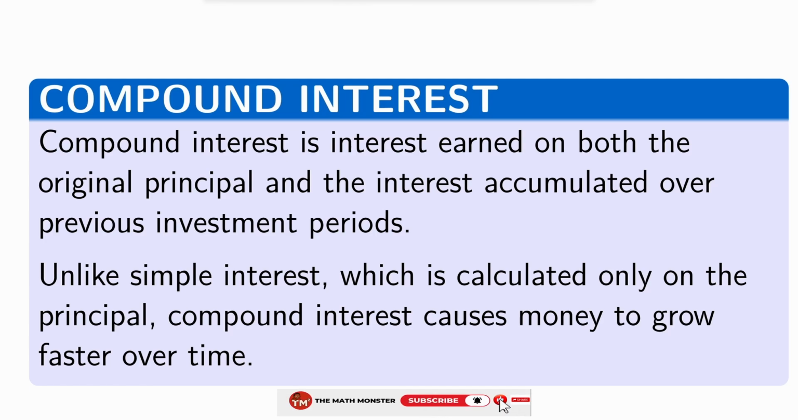In this video, we learn about compound interest. Compound interest is the interest earned on both the original principal and the interest accumulated over previous investment periods. So here, the interest obtained is going to earn you another interest, right? Since compound interest earns interest on interest, the money obtained in a compound interest investment is much higher than that of a simple interest investment.